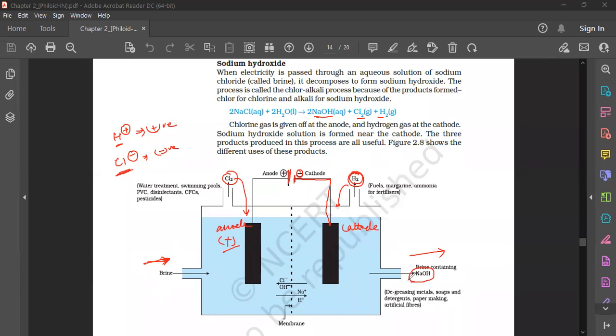Okay, so there is an electrolysis process. When you're passing the electricity with the help of a battery, two electrodes will pass the electricity. The brine solution undergoes the electrolysis process. So we will get NaOH, H2 and Cl2 here. So this is called the chlor-alkali process. Fine, clear this one? Any doubts? Yes.